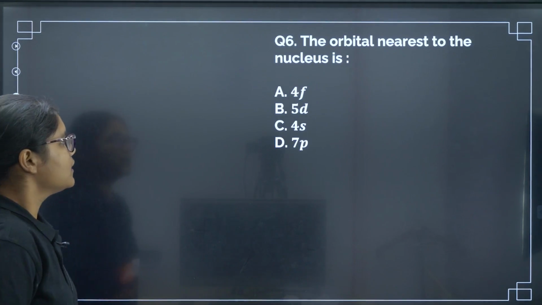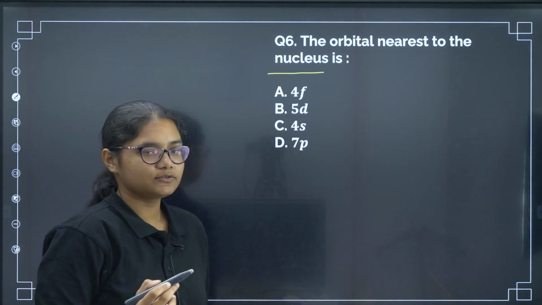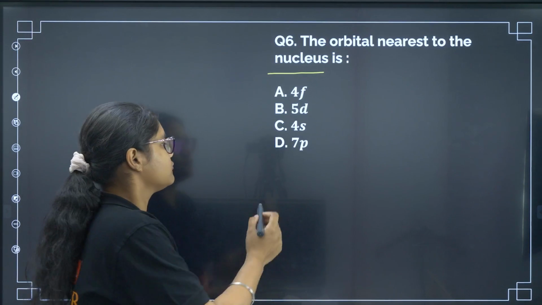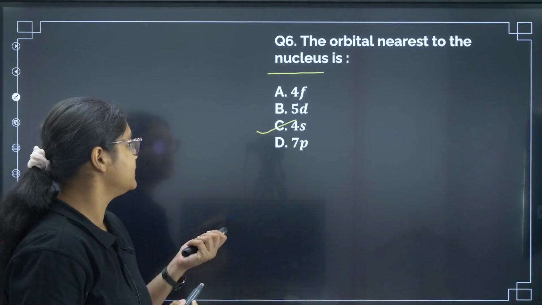Okay, next, the orbital nearest to the nucleus. So we know s orbitals are very close, so 4s will be the correct answer, option number C.